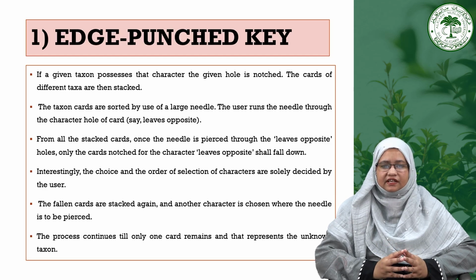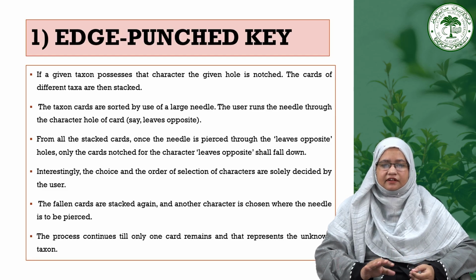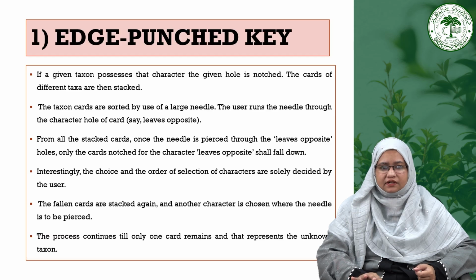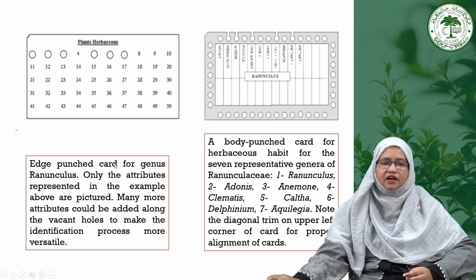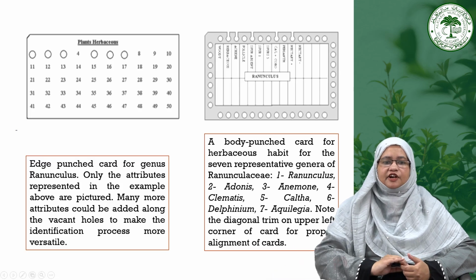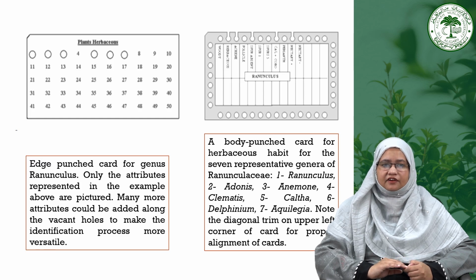Interestingly, the choice and the order of selection of the characters are solely decided by the user. Then the fallen cards are stacked again and another character is chosen where the needle is to be pierced. The process continues until only one remains, which represents the unknown taxon in this particular edge punch key. In this image you can see the edge punch card of the genus Ranunculus. Here only the attributes represented in the example above are shown, and many more attributes could be added along the vacant holes to make the identification process more versatile.